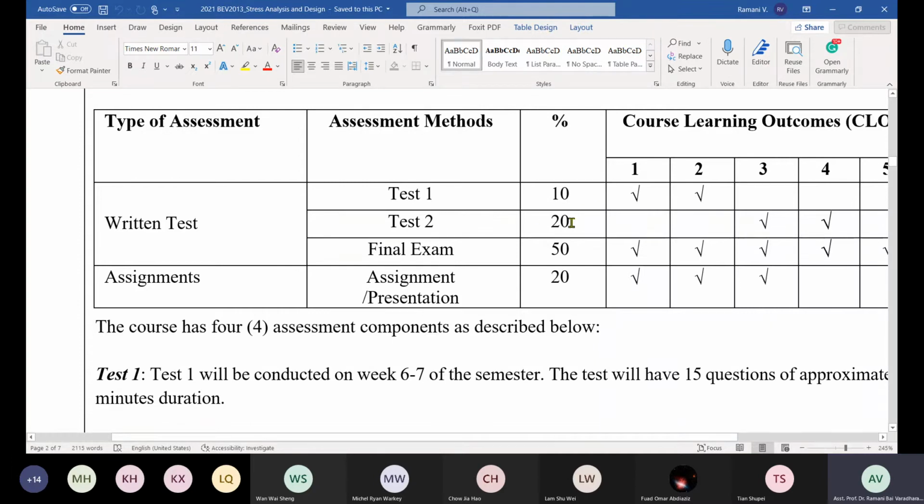And then test 2, 20%, full of calculations, which I'm going to give on the 3rd and 4th chapter. Final exam 50%. Assignment: because you are doing online, it's good you do it by presentation. I do not know whether you really do it and how much you learn. All these things can be understood and made clear when it is presented. It is for 20%.